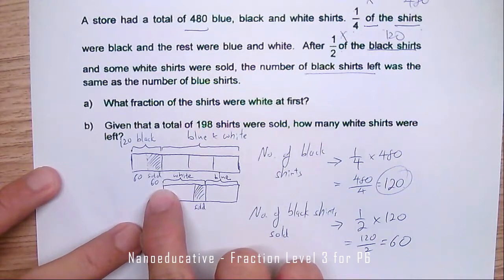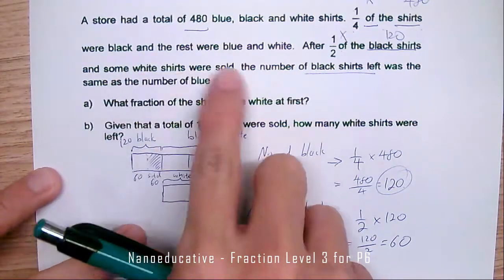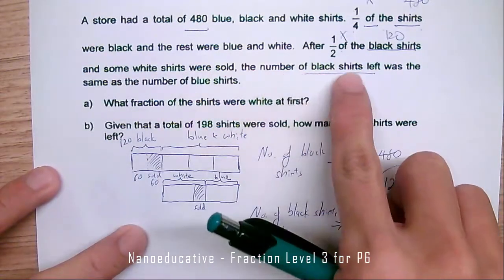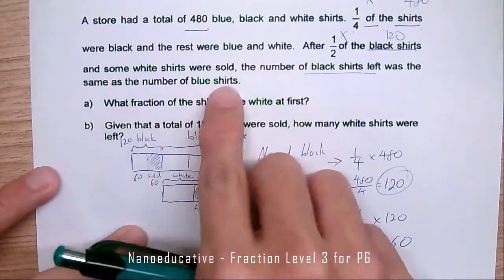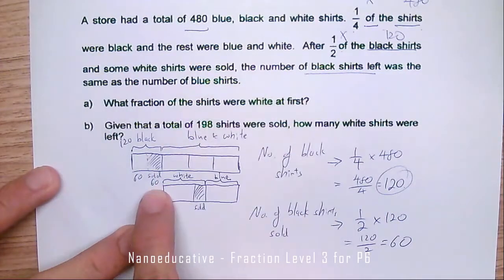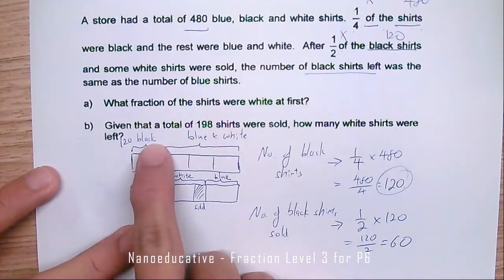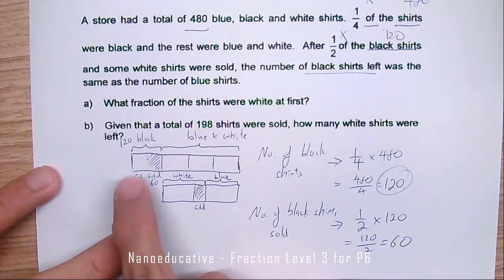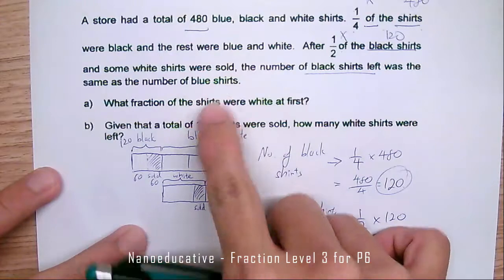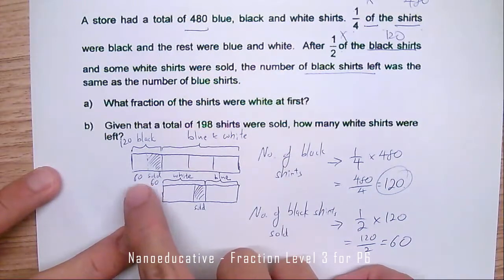Now, they told us that, I'm going to ignore the white shirts first. They said the number of black shirts left was the same as the number of blue shirts. Do you see that I sold 60 out of 120 black, so I have 60 black shirts left, and they said that this is the same number as the number of blue shirts. So what does this mean? It means that blue, there's 60.